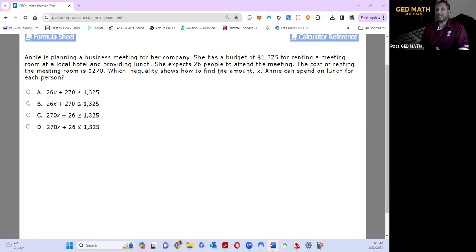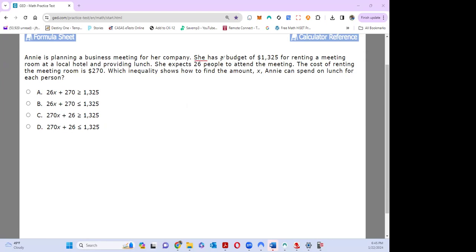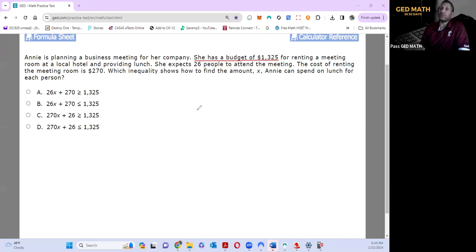Okay, so let's identify our givens. Annie is planning a business meeting for a company. What are our givens? What do we know? She's got 13.25 to spend. Listen to what you just said. That means if she has 13.25 to spend, she cannot go over 13.25. Because she can't go over 13.25, just by that one simple fact, what two multiple choice answers can we get rid of?